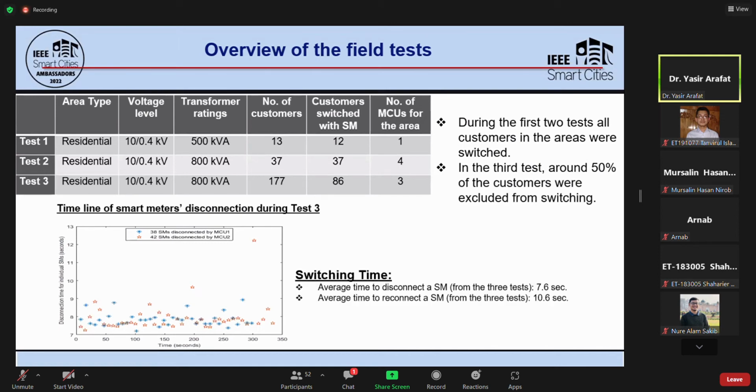If I talk about the switching time, that is how long it took for every meter to get disconnected. We can say the average time to disconnect a smart meter was 7.6 seconds, and to reconnect a smart meter, it took 10.6 seconds. So it doesn't take a long time. It is a quick process.